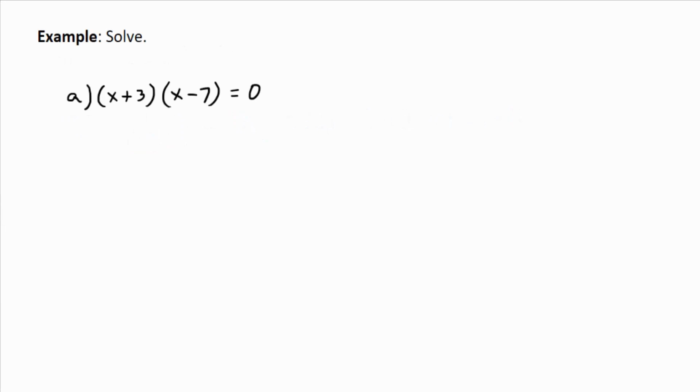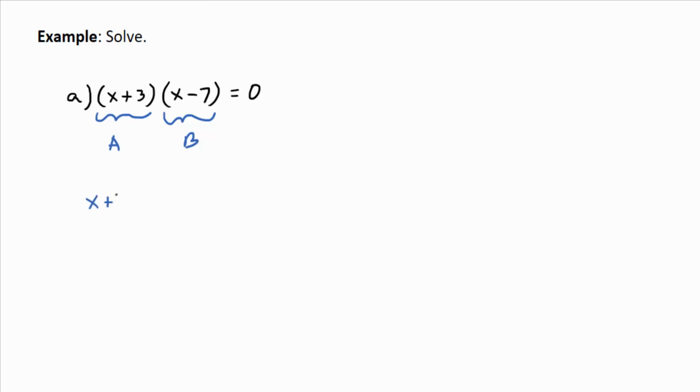Example, solve. In part A, it's already factored. It's already set equal to 0 and factored. It has to be both, not just factored, but also you have to have 0 on one side. So you have x plus 3 as a quantity times x minus 7 as a quantity equal to 0. So what has to be true about one of those factors? I wouldn't normally write this down, but this one is like the A from the zero product rule, and this one is like the B. So just set them both equal to 0 and solve to find all the possible solutions.